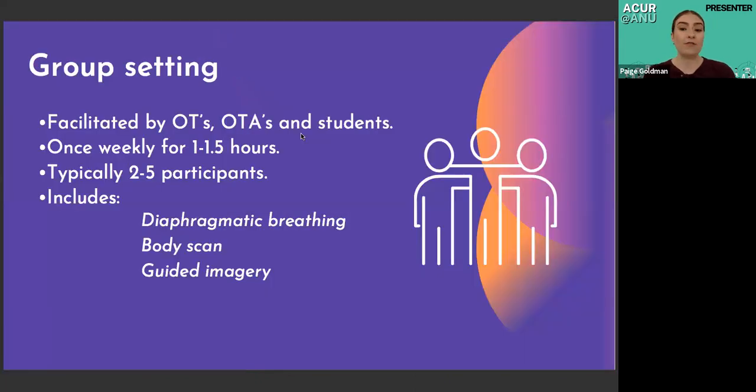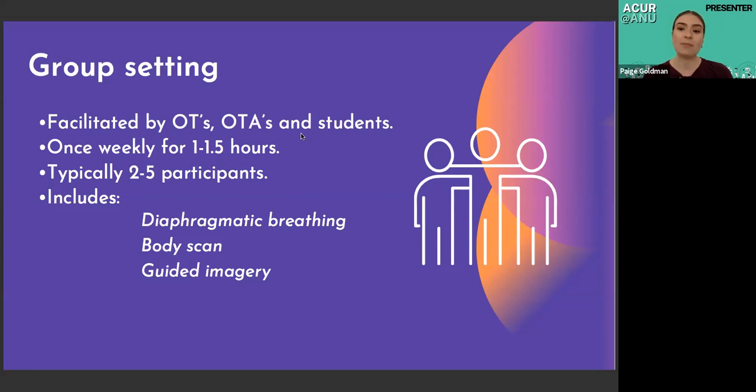So the group ran for approximately 1 hour per week. As the group did not involve any strenuous exercise or really high levels of physical engagement, it was run in the afternoon and therefore did not interfere with any of the other therapies. The group was initially developed to be facilitated by occupational therapists. However, following a competency being completed, the OT assistants and students who were completing their placements were also able to facilitate the group. The group typically had 2 to 5 participants, and it was in a room that was large.